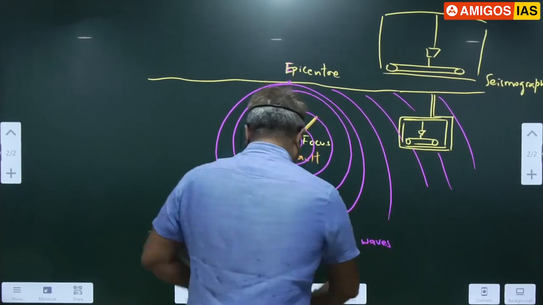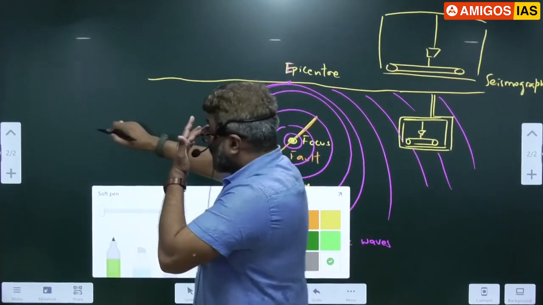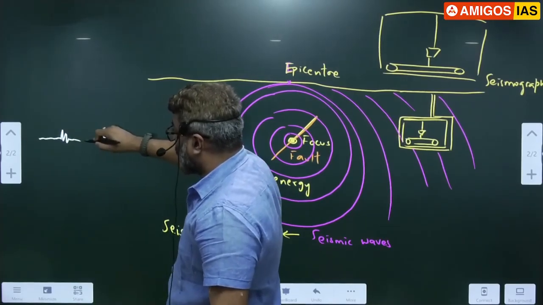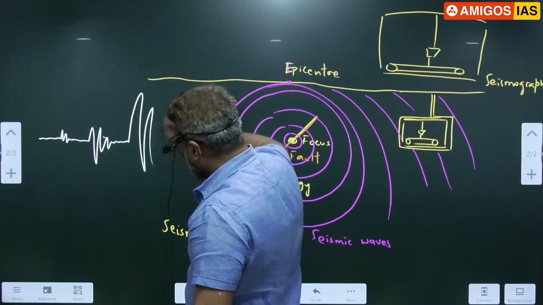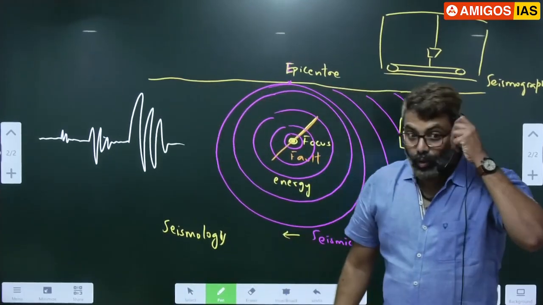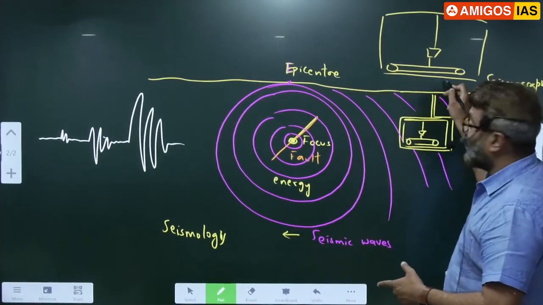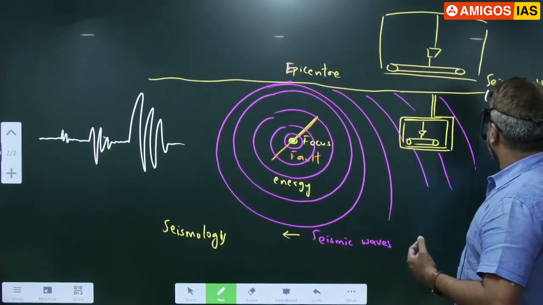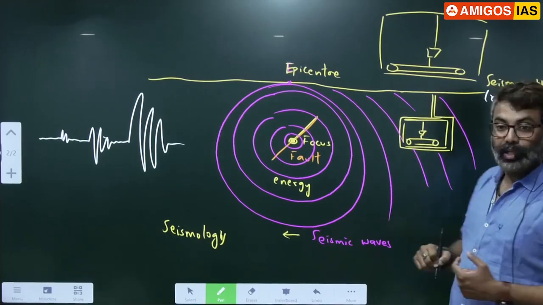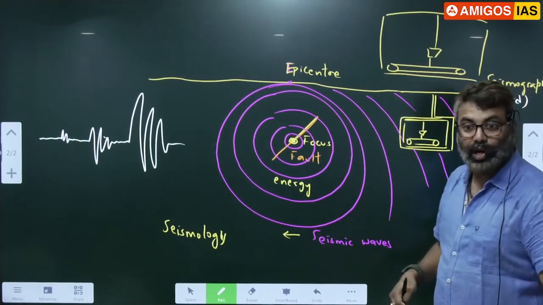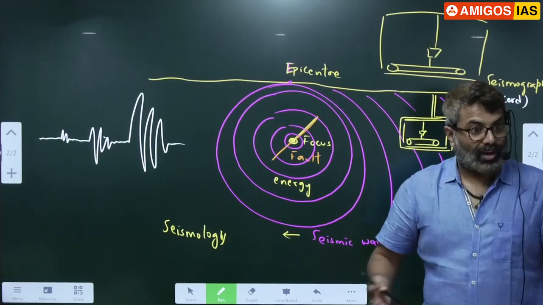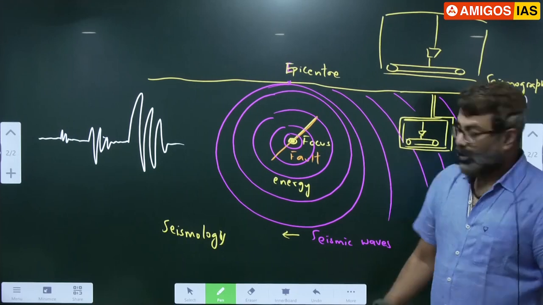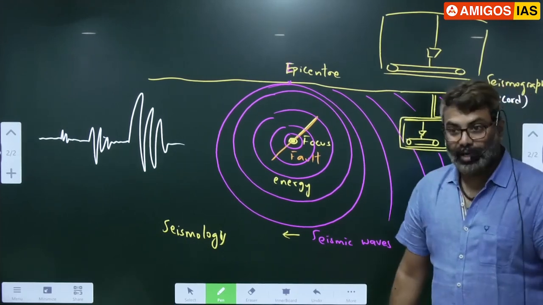Normally, if there is no earthquake, there will be a straight line like this on the graph sheet. After an earthquake happens, it will record like this. This is recorded. What is recorded? Seismic waves are recorded by this, just like our ECG is recorded. Just like our electrocardiograph, the seismograph records seismic waves. It's a recording instrument.